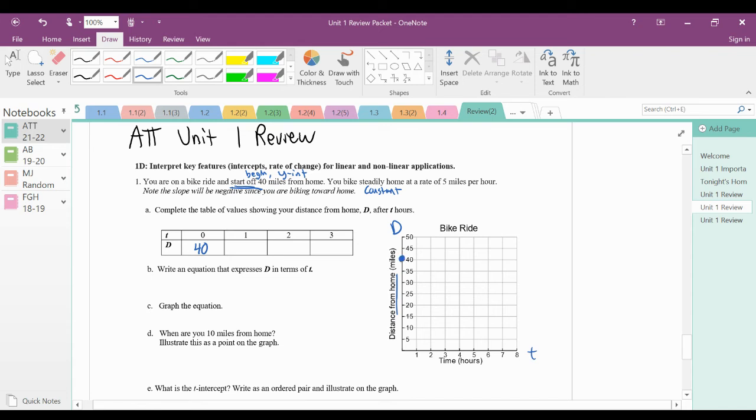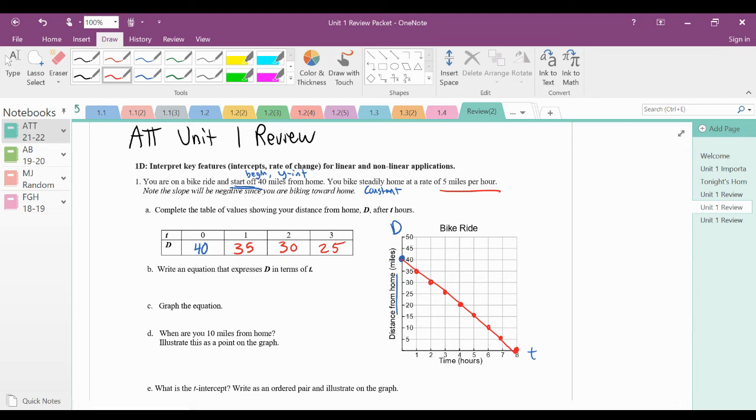And then every hour, we are going 5 miles per hour. So I'm going to get 5 miles closer to home: 35, 30, 25. And I can go ahead and plot those points, 35, 30, 25. And I'm going to keep going here until we eventually reach our x-axis, or our t-axis in this example. All right, so we've got our table there.